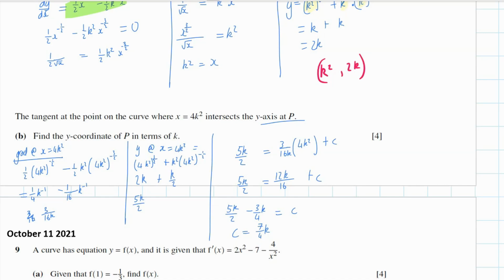That's your y coordinate. Maybe I'll just make that clear for the examiner. Y-intercept of tangent at x equals 4k squared, or P.